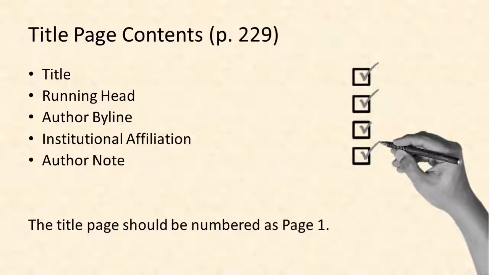Every manuscript begins with a title page. The title page has the same components each time. It has the title itself, a running head, and the author byline, who wrote the work. It has their institutional affiliation, where the author is from, and then various notes. We're not going to talk much about the author notes because you likely won't ever have to submit them for your program. However, if you're submitting to a professional journal, you may have to include an author note.